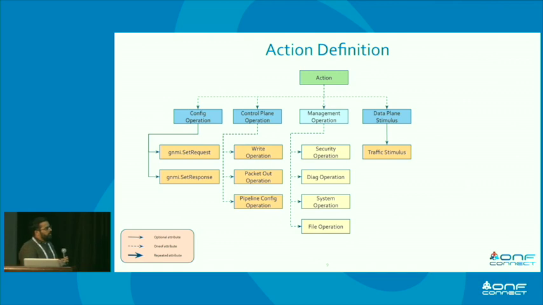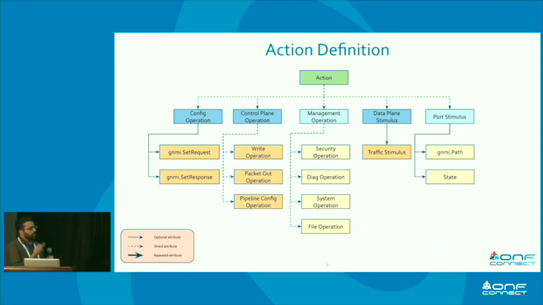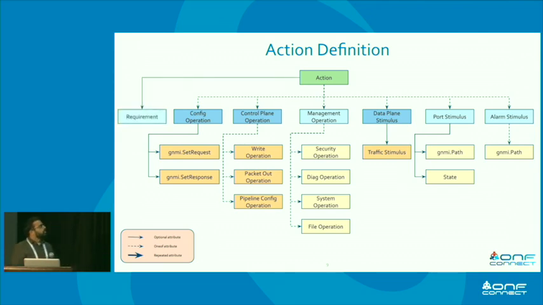Along with these APIs, if we also have to test external stimuli, there's data plane stimulus, where we are sending traffic to certain ports, port stimulus to set a port up or down externally, and alarm stimulus to simulate alarms on certain gNMI paths. There's also a requirement, which we are going to use to verify the timing requirements or other requirements to run the actions.